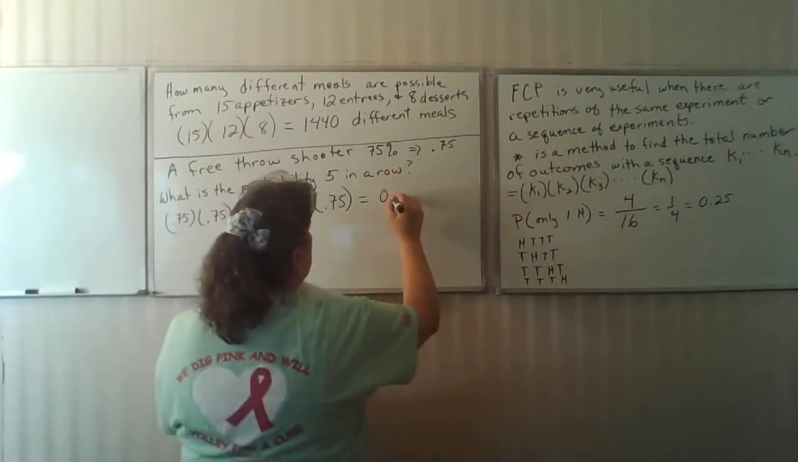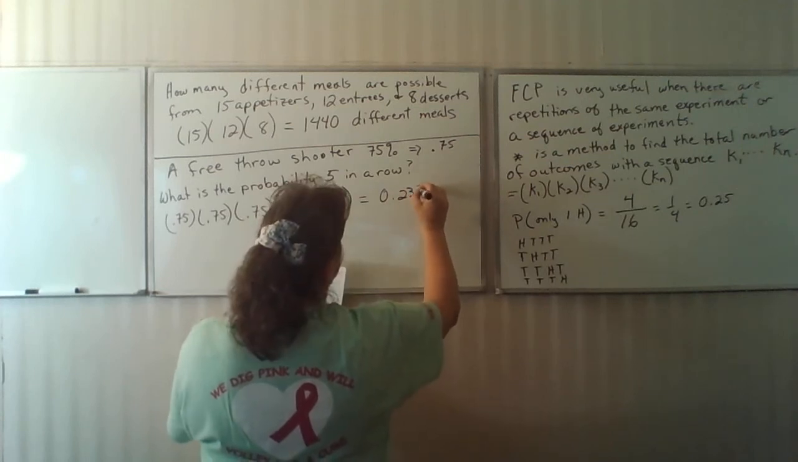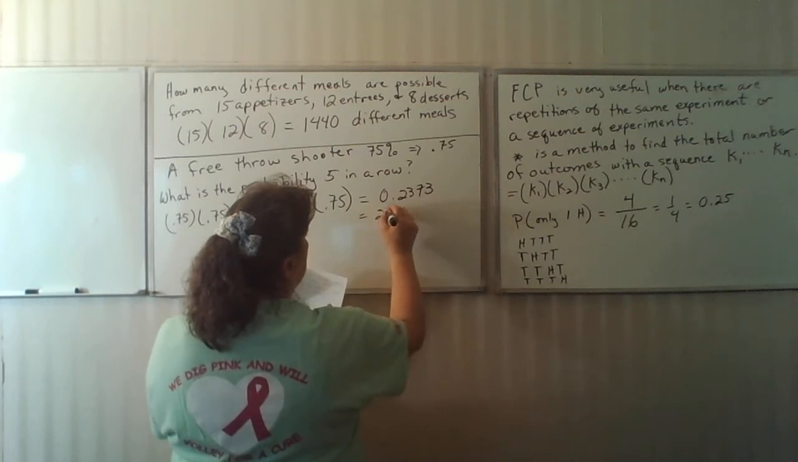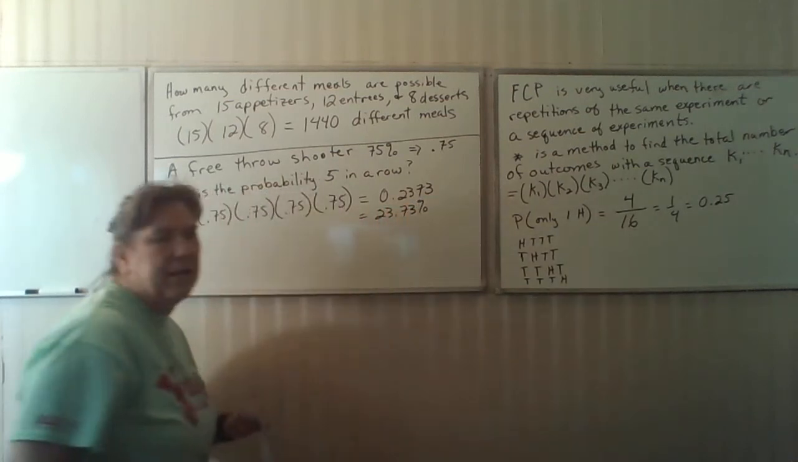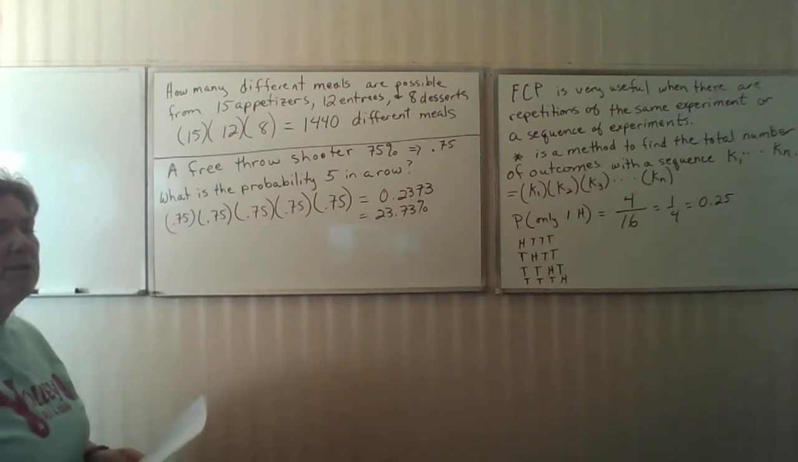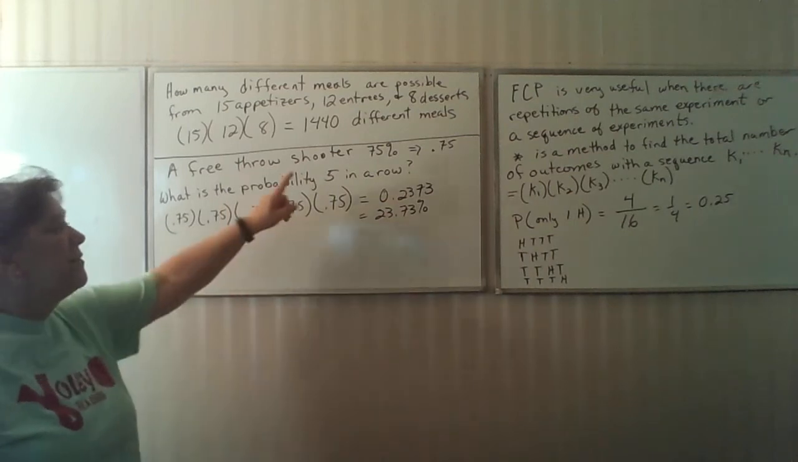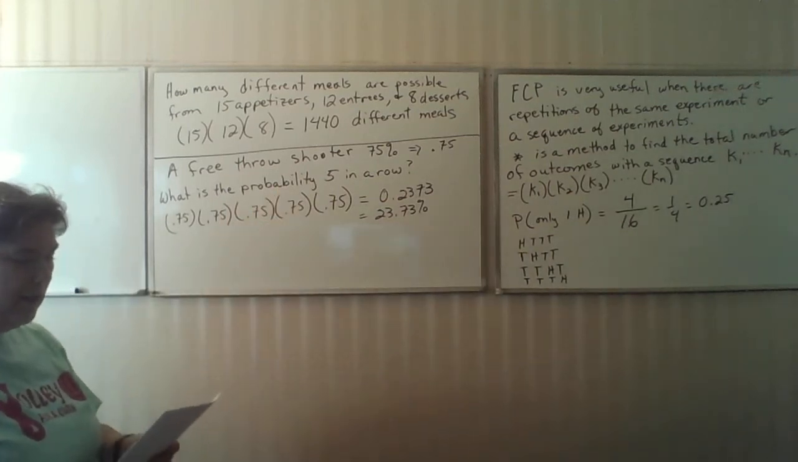It's 0.2373. If you turned it into a percent, it would be a 23.73% chance of making those. Not very big, because the more you want them to make in a row, the lower and lower the probability is going to go. Okay, now let's look.